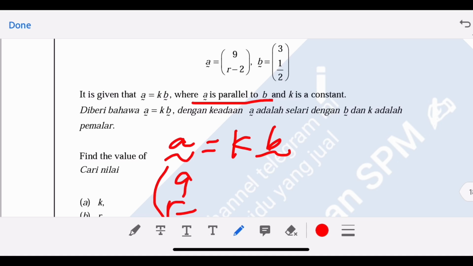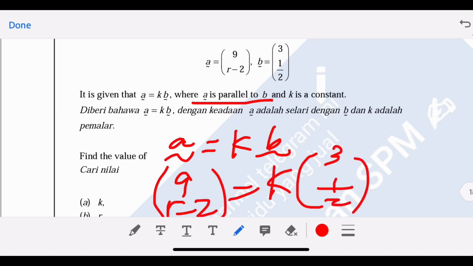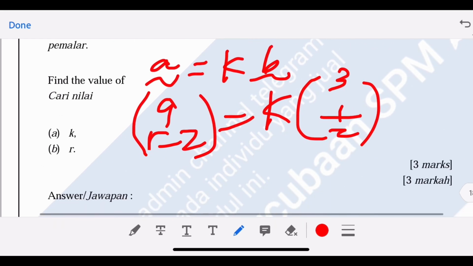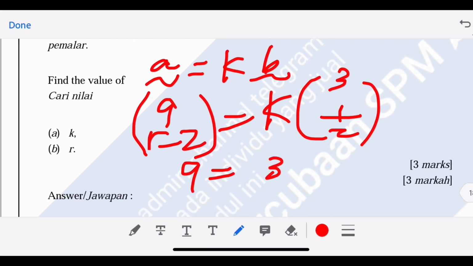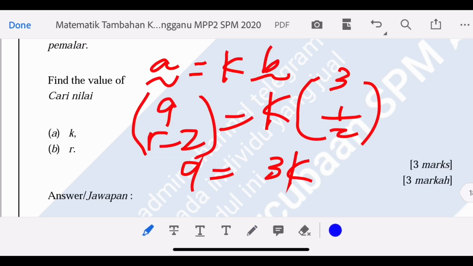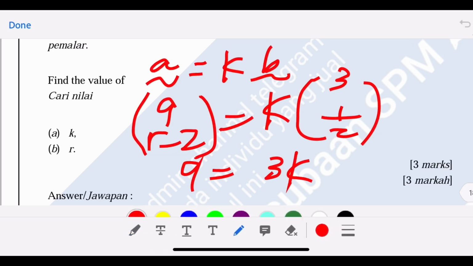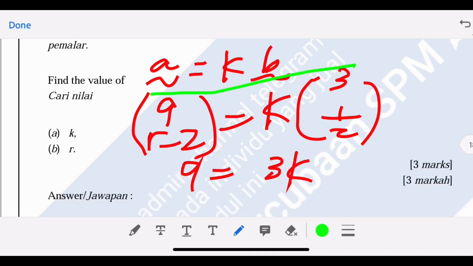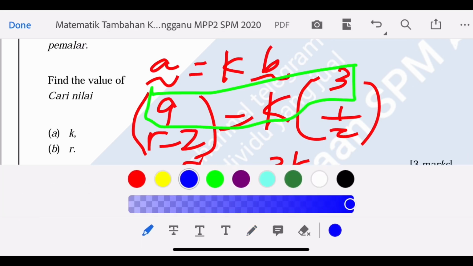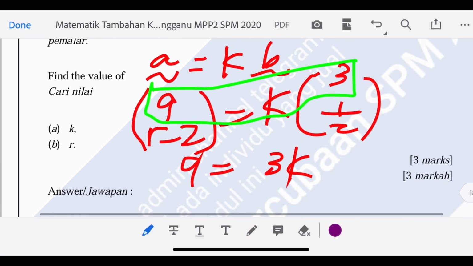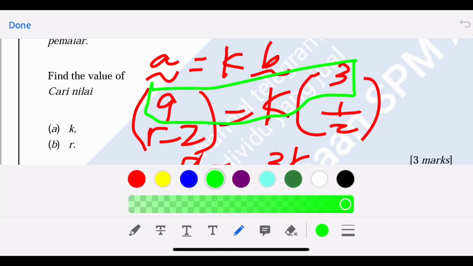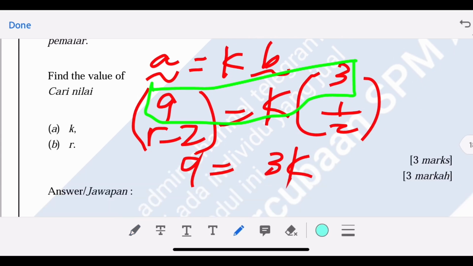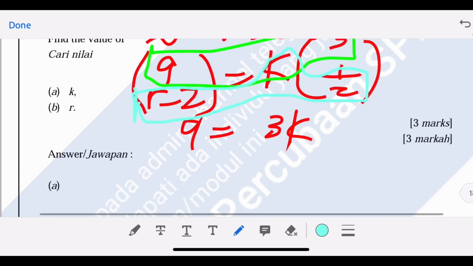So your vector A, copy down, is equal to k times vector B, you also copy. Alright, so then after that, we highlight the one that we want to compare. That means 9 is equal to 3k, right? And then r minus 2 is equal to k times 1 over 2. Let me highlight in green color: 9 is equal to 3k. And then the other one, I will highlight: r minus 2 is equal to k times half.